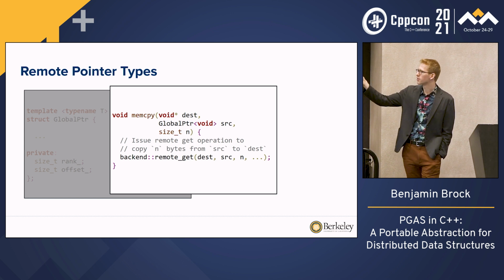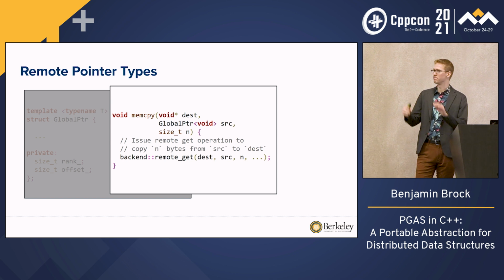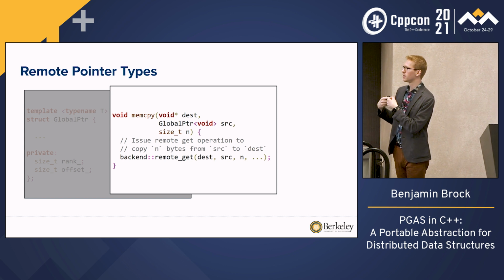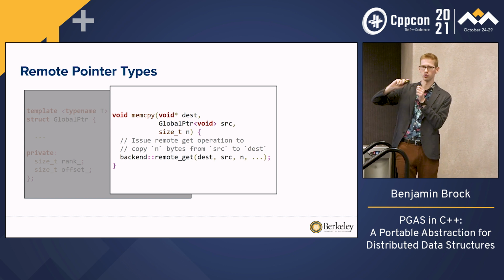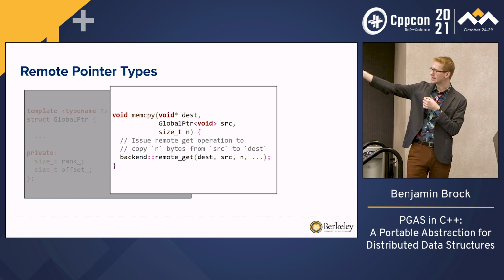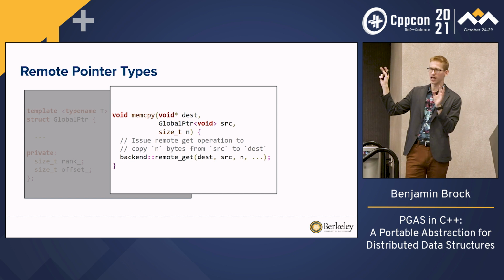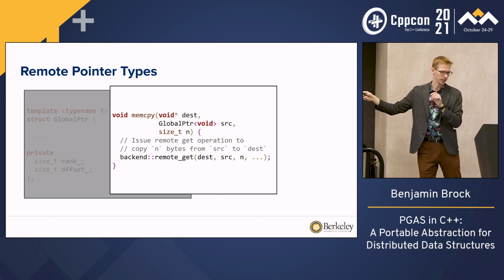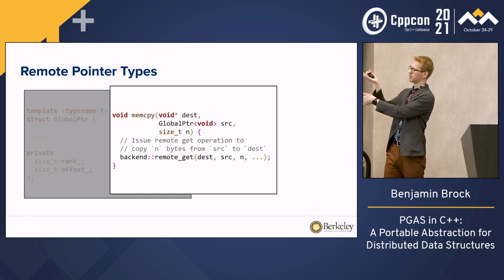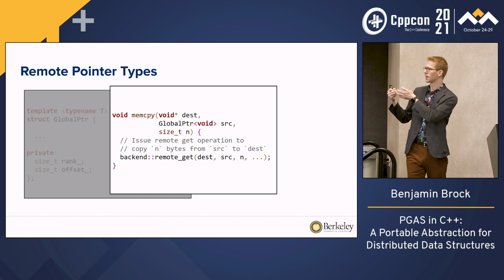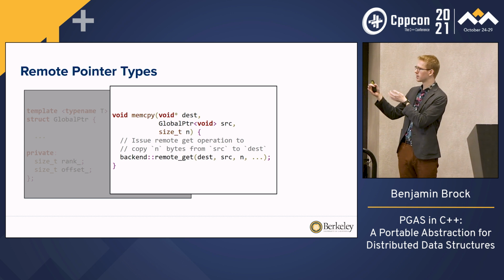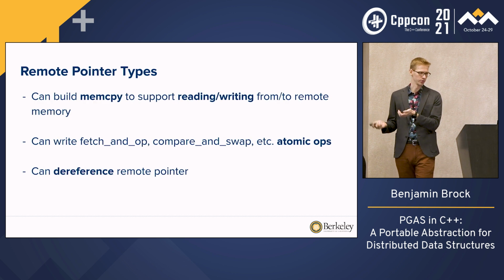So we can implement a memcopy function. Here we have a remote pointer, and we want to read data from that pointer. So we're copying from source, which is a remote location, to dest, which is a local location. So in our actual implementation, we end up calling a remote get function. This is going to be executed in RDMA, and then we can get the data. And you can imagine how we might flip the types of the dest and the source, and then we're doing a write, a remote put, instead. And you can also implement fetch and add and other operations using your remote pointer type.